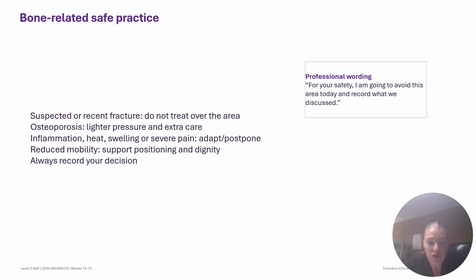Suspected or recent fractures: do not treat over the area. As I say, we avoid. Osteoporosis: lighter pressure and extra care. Heat treatment as well will help. Inflammation, heat, swelling or severe pain: adapt or postpone. We've spoken about this. We're going to avoid the area. Reduced mobility: support positioning and dignity. More towels, roll the towels up. Always record your decision. Again, write that on your consultation form.